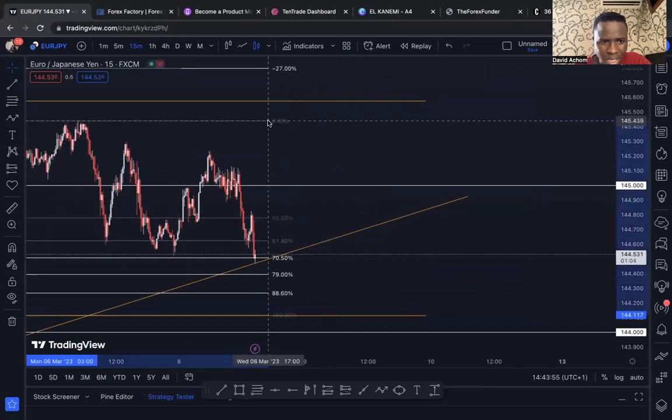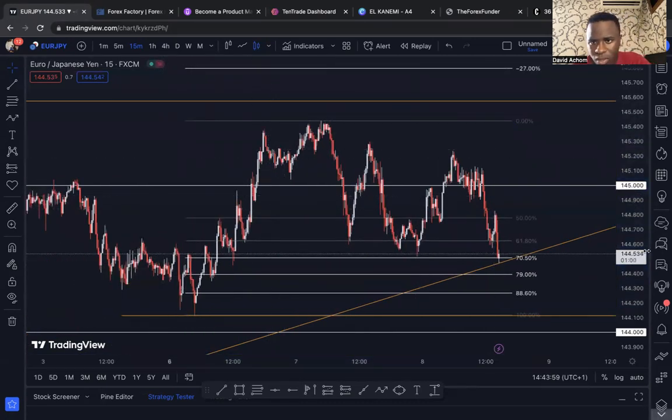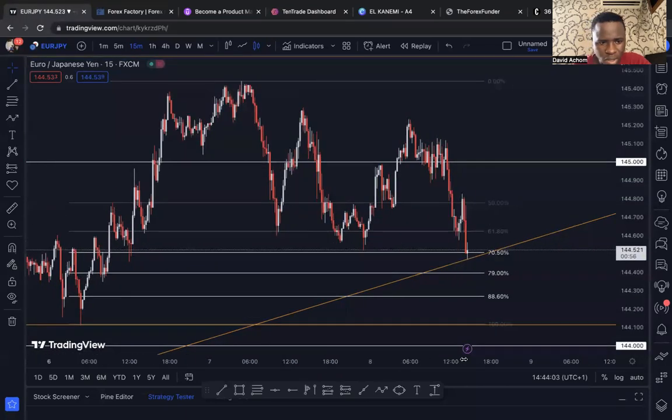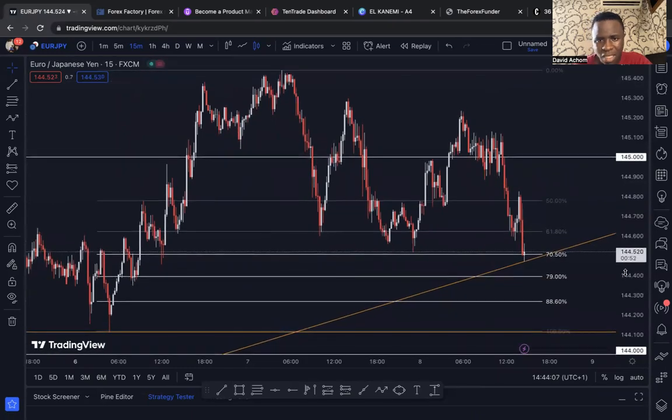We're looking for an order block that is around that 79%. Okay, so I think this is pretty much very simple and straightforward. Order block that is inside 79%. This is very straightforward, guys. This 79%, this is the order block.